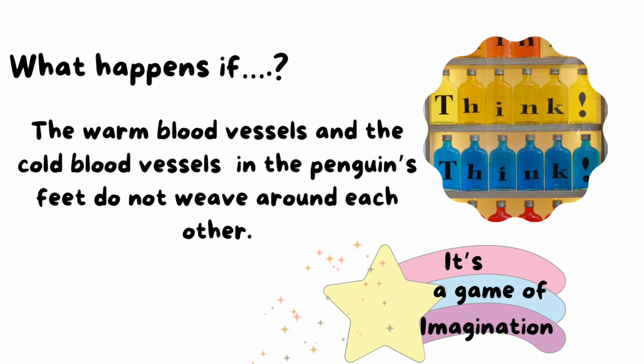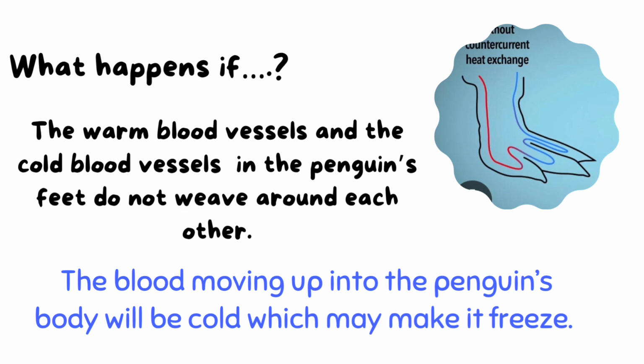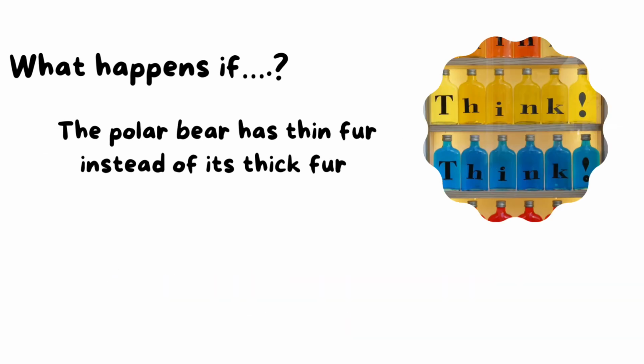The first one we have here: what happens if the warm blood vessels and the cold blood vessels in the penguin's feet don't weave around each other? Think for a moment. If it happens, the cold blood vessels can't be heated, so it will freeze its body. So the answer here will be: the blood moving up into the penguin's body will be cold, which may make it freeze. Okay, is it clear?